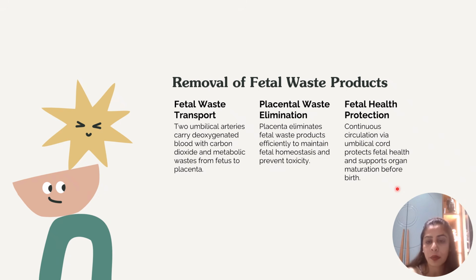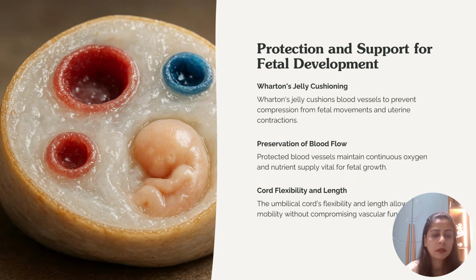Next, fetal health protection. Continuous circulation via the umbilical cord protects fetal health and supports organ maturation before birth. So keeping the blood moving is the best way to keep the baby safe. This continuous, non-stop circulation through the umbilical cord is what allows the baby's organs to mature and stay healthy until the day the baby is born. So, protection and support for fetal development.